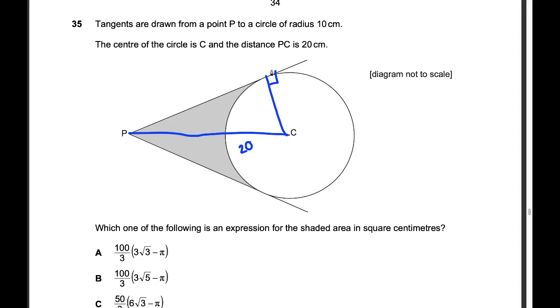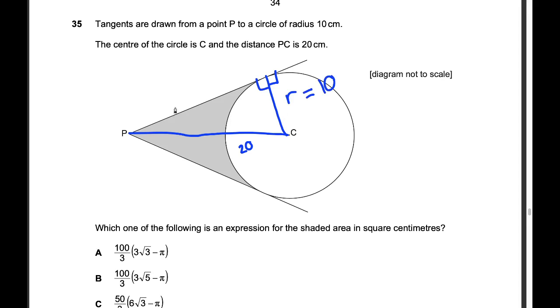So where the tangent reaches the circumference, that is a point of interest because I know that from circle theorems, tangents meet radii at 90 degrees. That's a circle theorem. So this is 90 degrees inside my triangle. This is my radius. Oh, I know my radius. My radius is 10.